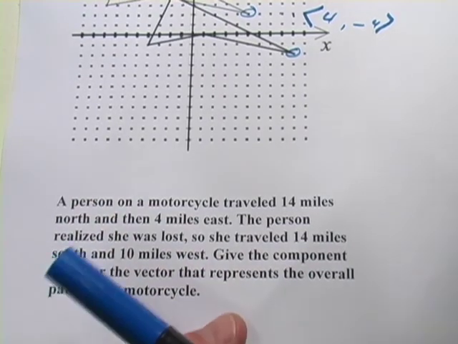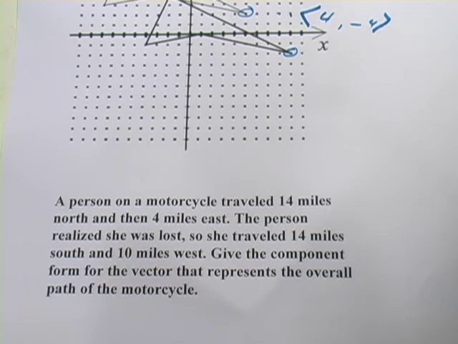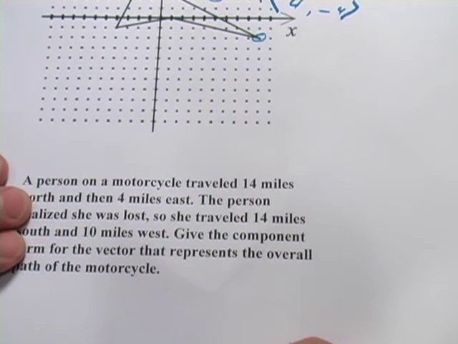This one says, a person on a motorcycle traveled 14 miles north and 4 miles east. The person realized she was lost, so she traveled 14 miles south and 10 miles west. Give the component form for the vector that represents the overall path of the motorcycle. So let me just draw a quick picture of this.